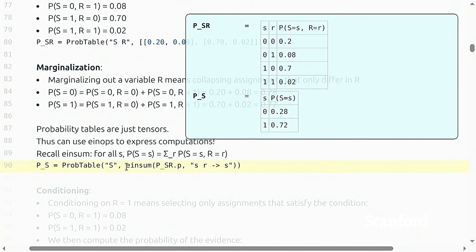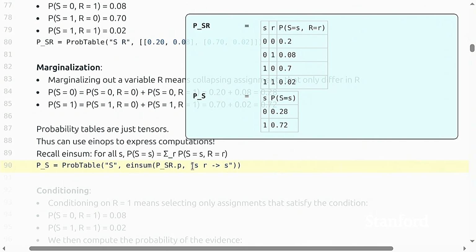And what I'm doing here is, P(S,R) is this table, the joint distribution. I have the dot P because P(S,R) is this probability table and dot P gives you the underlying tensor. And that's what einsum takes. So it's a bit of a notational nuisance, but don't worry about it too much.